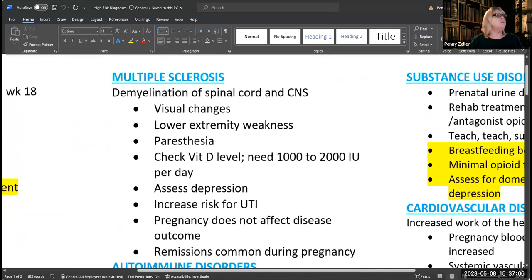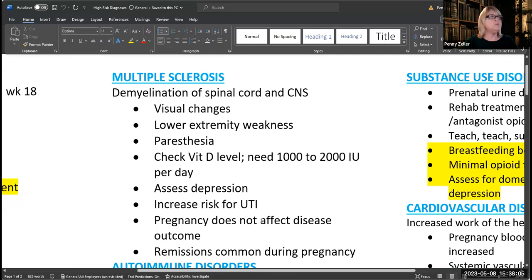Okay, so now multiple sclerosis is a demyelination of the spinal cord and the central nervous system. Demyelination is just talking about the nerves not being coated with a certain substance that allows for electrical conduction. In other words, certain nerves are not functioning anymore. One of the first changes a person will experience with a new onset of MS is visual changes. You might have remembered hearing about that in health assessment. Visual changes is usually the first sign, and then weakness in the muscles, usually starting at the lower extremity. They even might have some numbness.